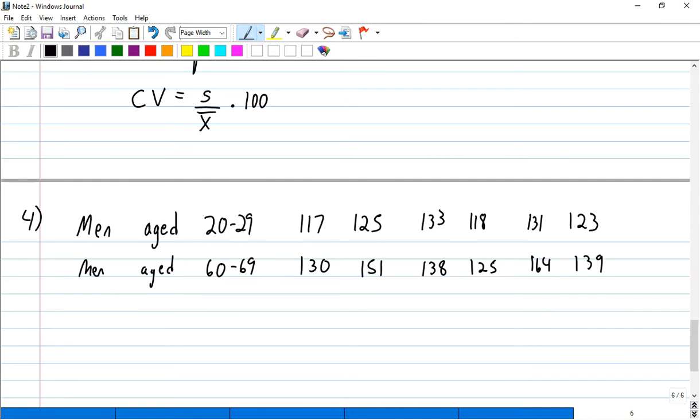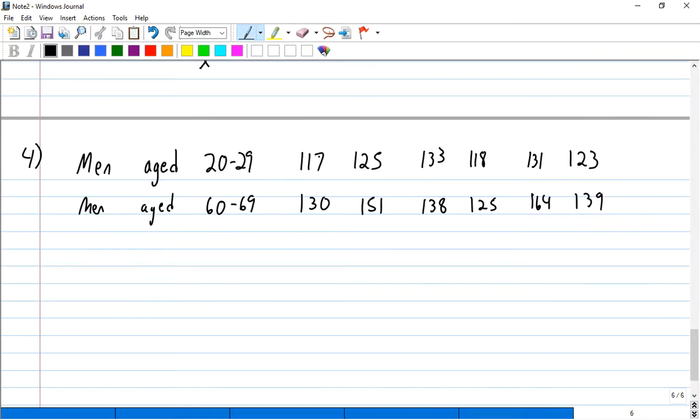So to do that, that's why we find a mean for each data set, and that's why we find a standard deviation for each data set, and then we can come up with a coefficient of variation that will help you relate one data set to the other.